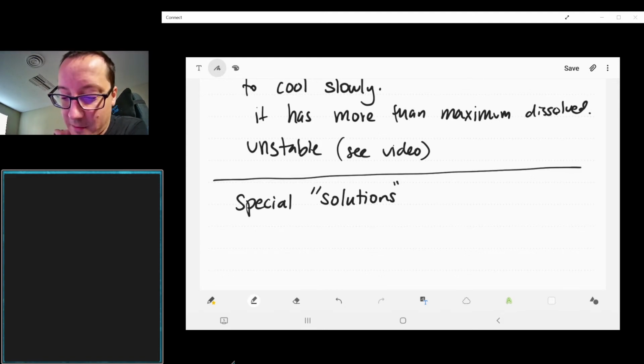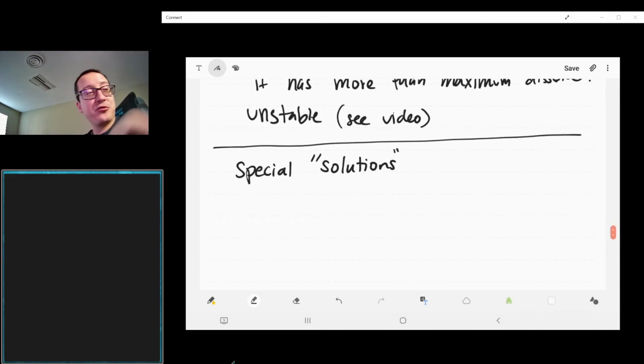Where's my phone? These are going to be ones that aren't true solutions, as they're not quite homogeneous. They're going to have large particles in them.